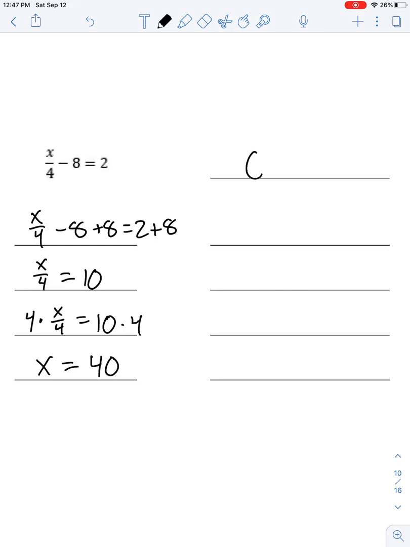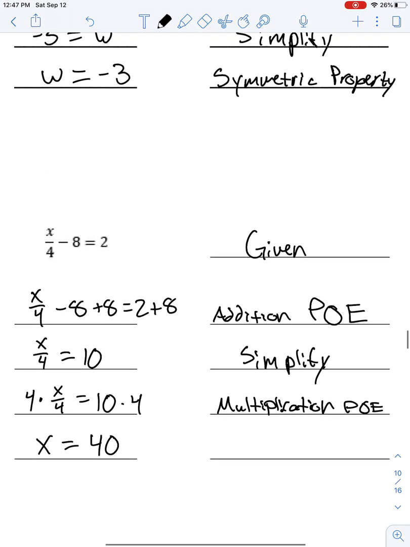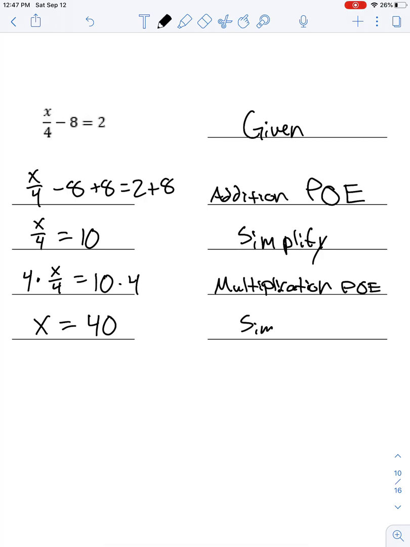Now, real quickly on these steps, we have given, always as the first one. We added 8 to both sides, so it's addition, property of equality. Then we simplified. Then we did multiplication, property of equality. And then we simplified. I guess simplify, I'll put.